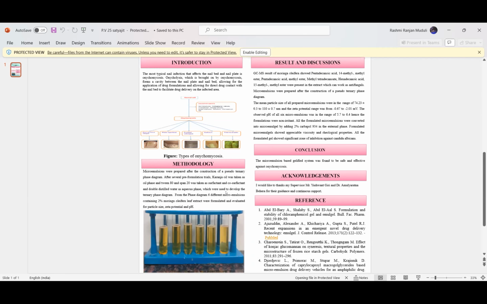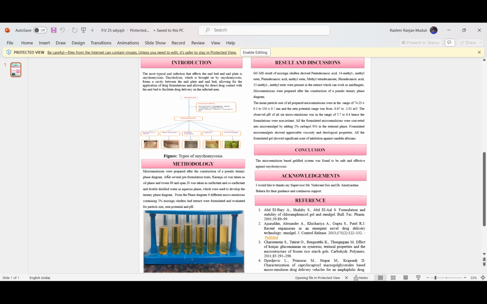That's the methodology. Microemulsions were prepared after construction of the pseudoternary phase diagram. Pseudoternary diagrams are mostly used to optimize the microemulsion region, that is, water, oil and surfactants.